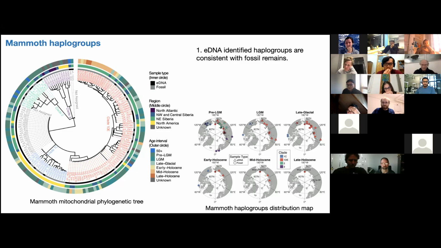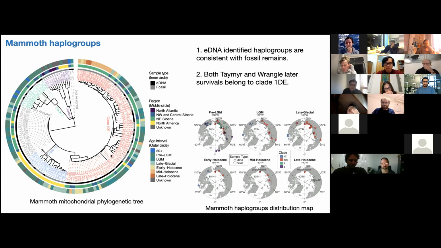After the LGM, only two clades survived, and when it comes to the Holocene, only the final clade survived. And we found that these late survivals detected by eDNA on the Taimyr Peninsula belong to the same mitochondrial clade as the late survivals on Wrangel Island, which is a small island well known for mammoths that survived until 4,000 years ago by fossil evidence, of course.